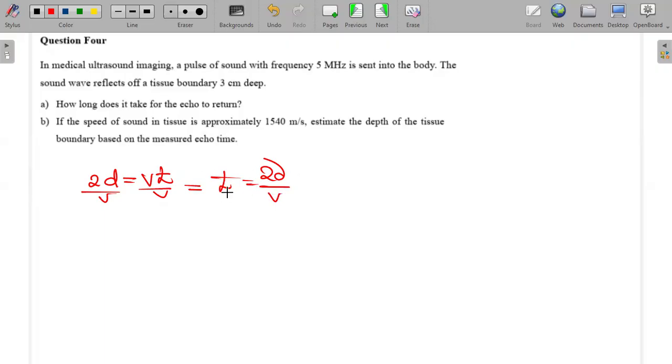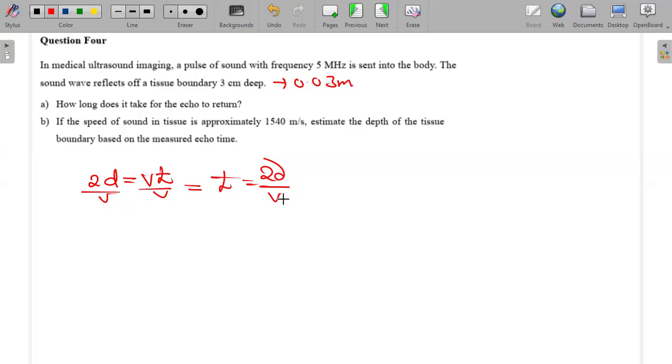We're trying to calculate the time that it takes the echo to return, whilst distance here is the depth. They've given us the depth to be 3 centimeters deep. We want this depth in meters, so I'll divide this by 100 and I'm going to get 0.03 meters, like this. So this is the distance that I'm going to plug in here.